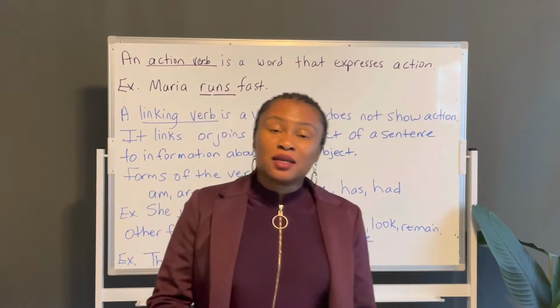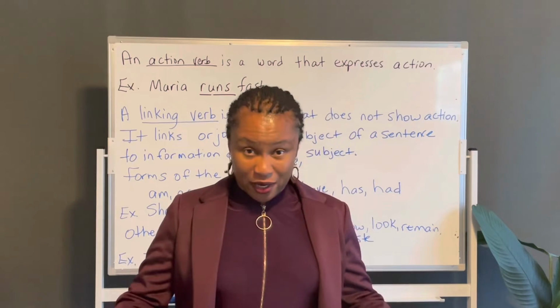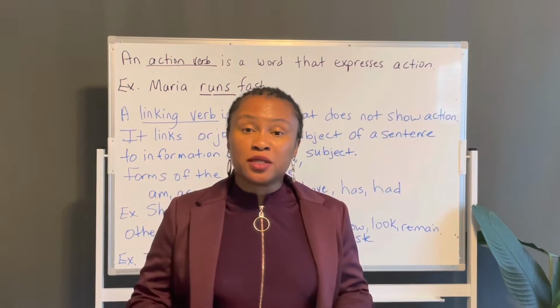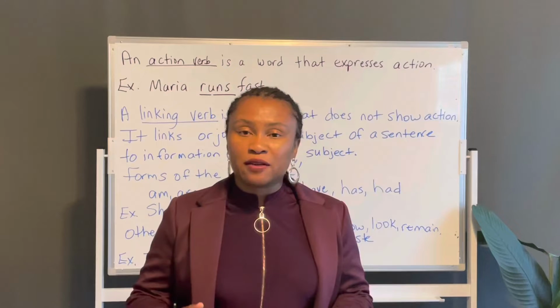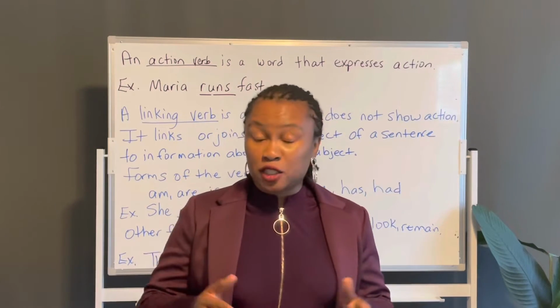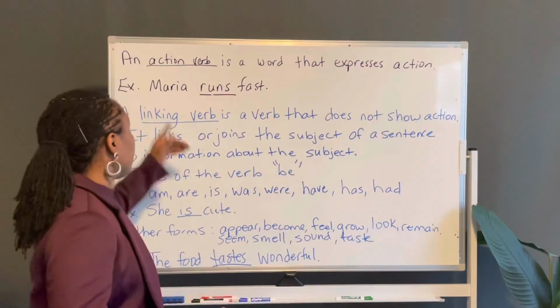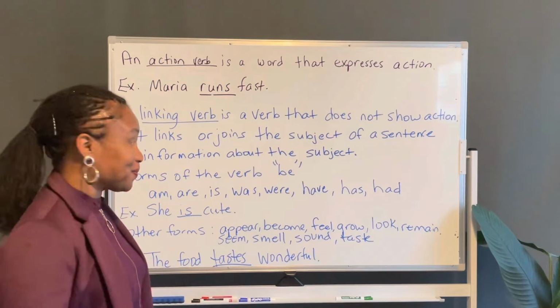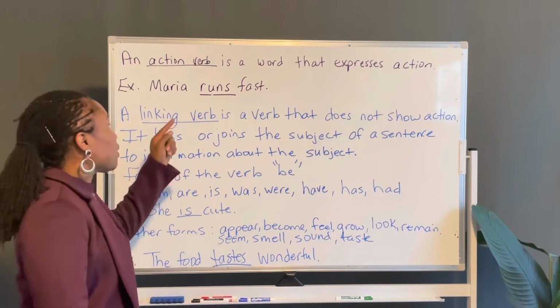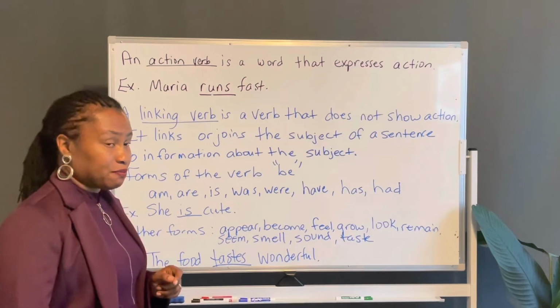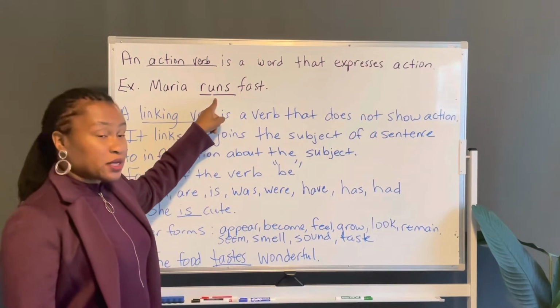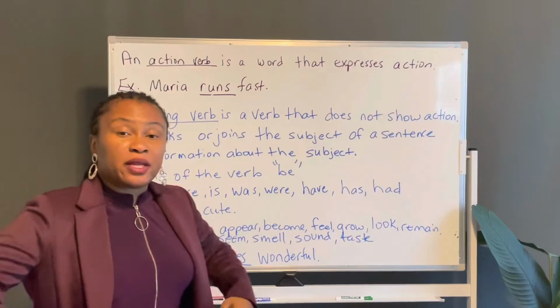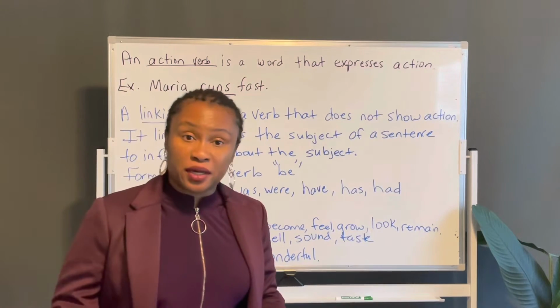A verb shows action, okay? Now, the two types of verbs I mentioned are action verbs and linking verbs. An action verb is a word that expresses action, okay? And it's written up here, the definition, so write it down, please, if you choose to. The example is Maria runs fast. The action verb is runs. It's action, it's something that's being done. You can see Maria running.